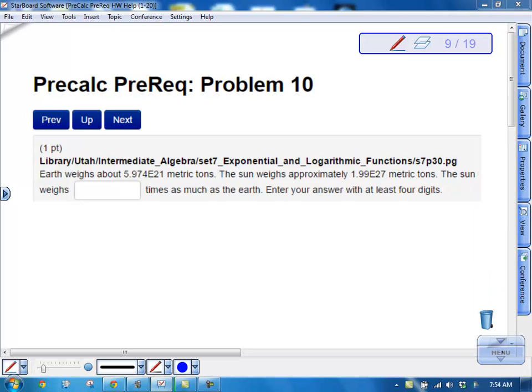Okay, so the next problem then, it says the Earth weighs this amount, the Sun weighs approximately this amount. Question is how much more did the Sun weigh than the Earth? So basically take whatever number they give us, I'll call this 6, for now, and I'll call this 2. So 6 times whatever gives you this 2 number, right? So what are we multiplying the Earth by to get the Sun?